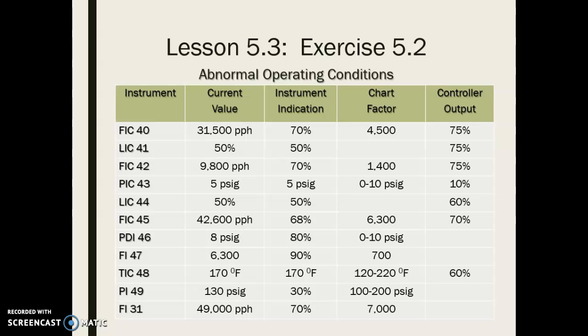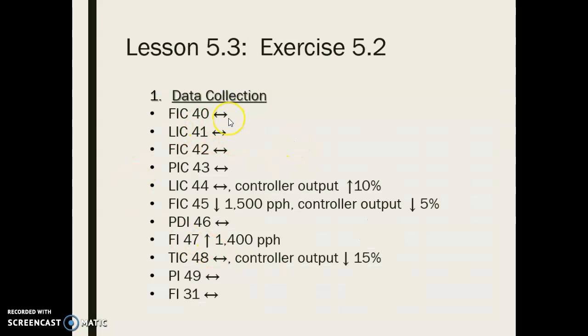This is example 5, exercise 5.2 on page 5-43. All right, so again, here's all the listings of all the values, and we only have a couple of things out on this one. So I'm just going to go right to that page. All right, let's look at data collection. So it seems as if a lot of things are okay. There's only a few that are not, so let's just talk about them.